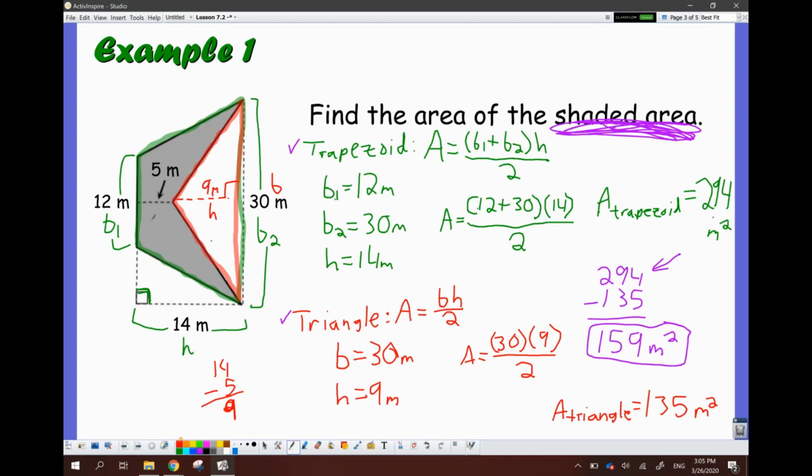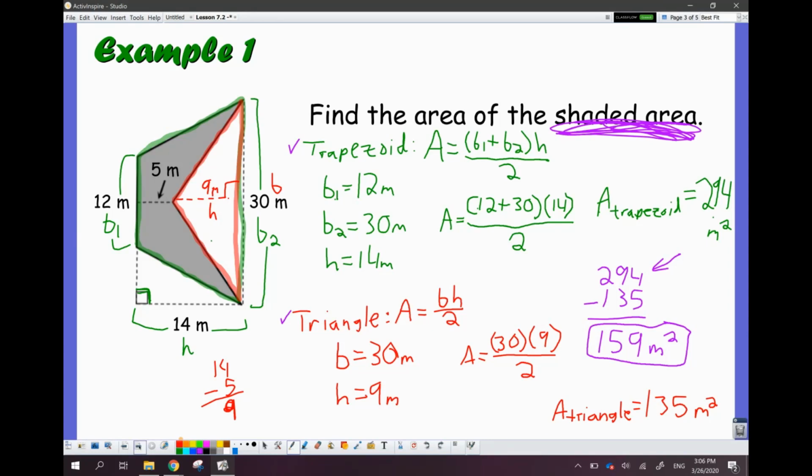I'm only looking for this part right here. But to find that part, I need to find the big area and take away, subtract, eliminate the white area from here. So you need to be able to recognize the shapes so you know which formulas to use, which areas to find, and then subtract them. And remember, you have questions, make sure that you ask one of us.